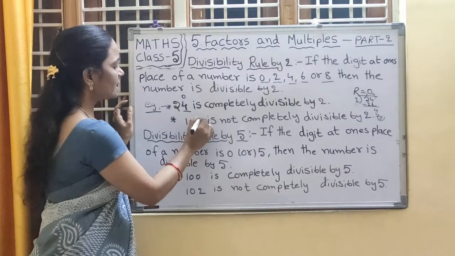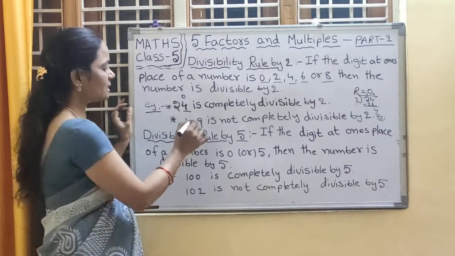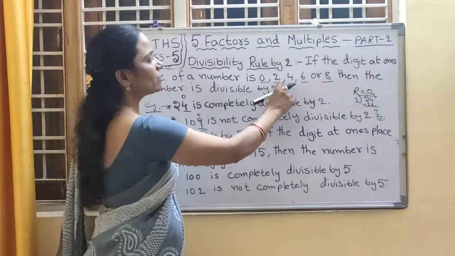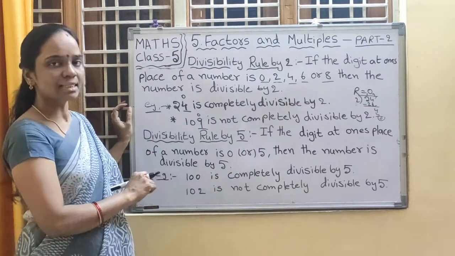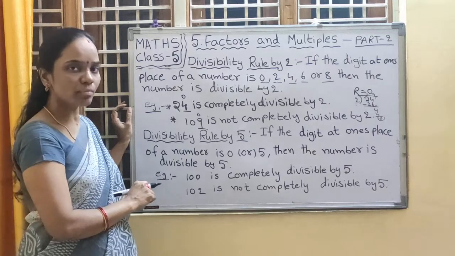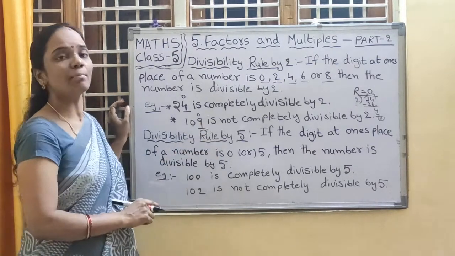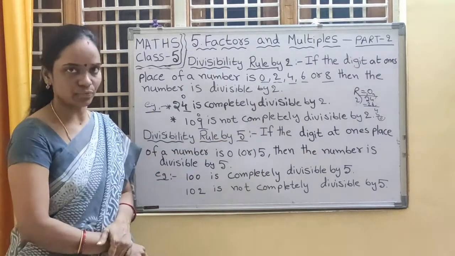Now, coming to the second example, 109. Here, what is ones place digit, children? Yes, very good, 9. So here we don't have 0, 2, 4, 6 or 8, which would make the given number completely divisible by 2. Here the ones place digit is 9. So this number is not completely divisible by 2. Understood, children? This is a divisibility rule by 2.